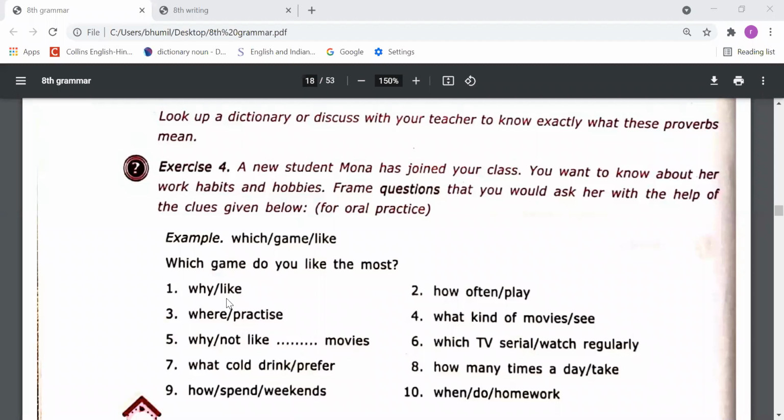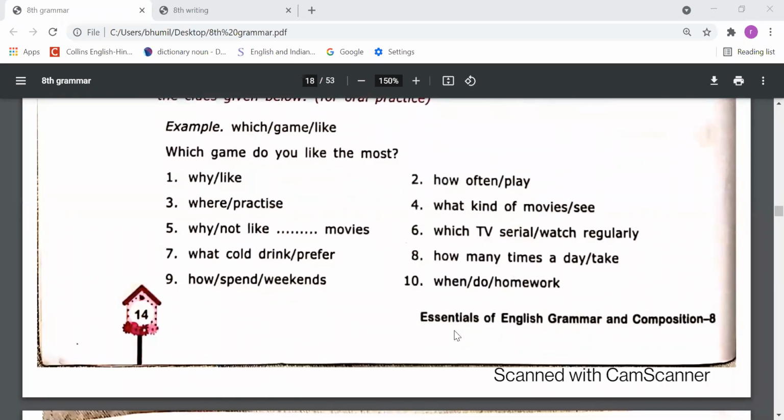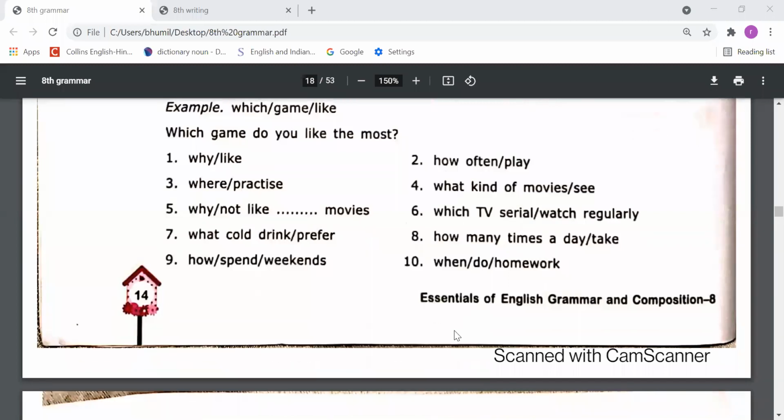Some I will let you know, and some you have to do by yourself. Why like? So we can ask, why do you like this game? Second, how often play? We can ask, how often do you play? Third, where practice? We can say, where do you practice? Fourth, what kind of movies see? We can say, what kind of movies do you see or watch? Fifth, why not like movies? We can say, why do you not like horror movies or romantic movies? Right? So five I have told you, and the rest you should try to do by yourself.